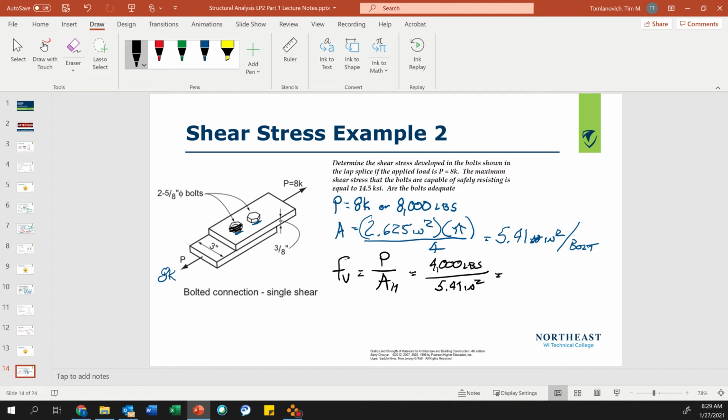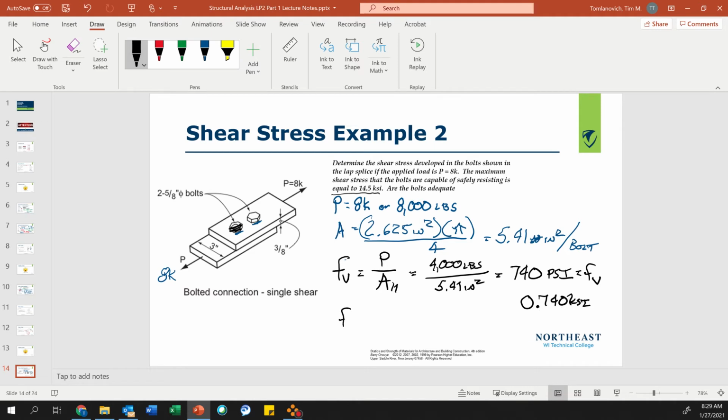739.37, so 740 PSI, okay, equals F shear stress. So the maximum shear stress that the bolts are capable of safely resisting is equal to 14.5 KSI. Okay, so if I want to turn that back into, so this is 0.74 KSI. I just moved the decimal back 3 spots, 1, 2, 3.